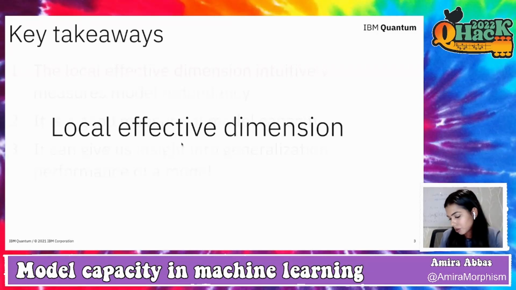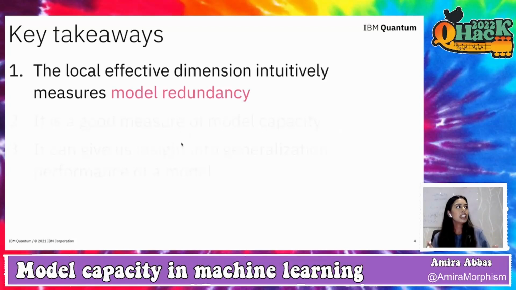What I hope to deliver today is really just three things. One is, what is the local effective dimension? Intuitively, you can think about it as a way to measure redundancy in your model. So how useful are the parameters in my model? Are a lot of them redundant? Are a lot of them important? That's basically how you can think of the local effective dimension, as telling you how much redundancy there is.